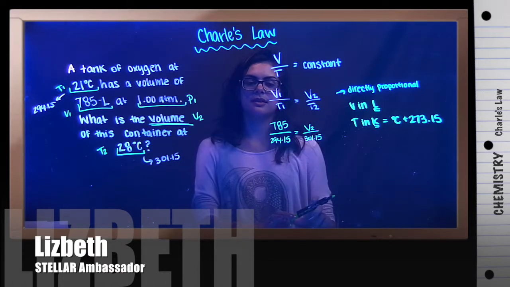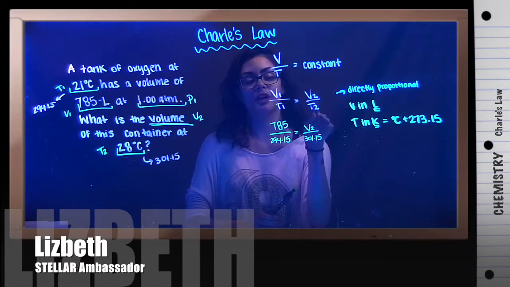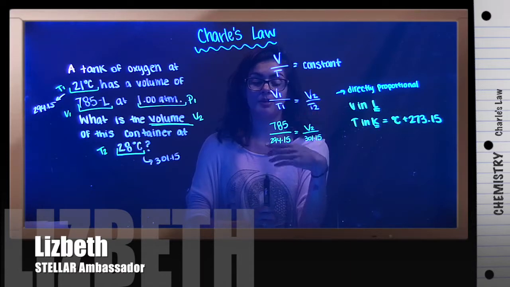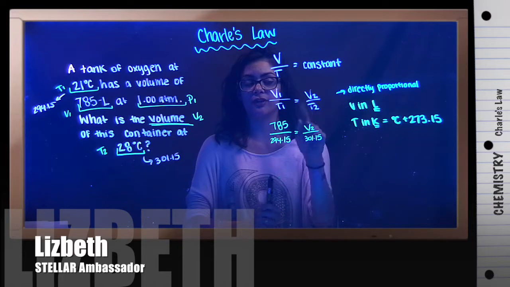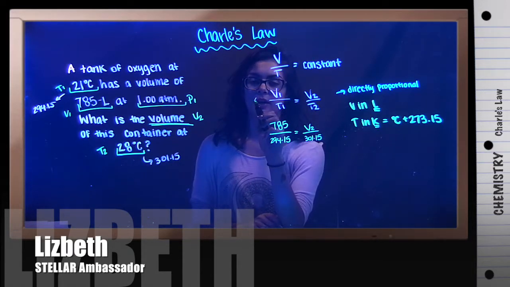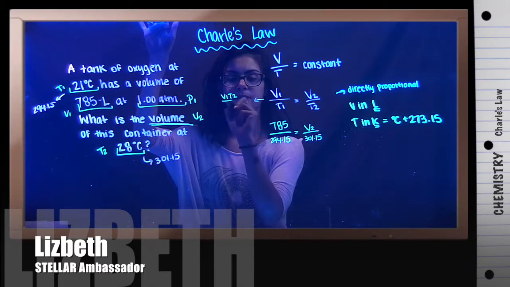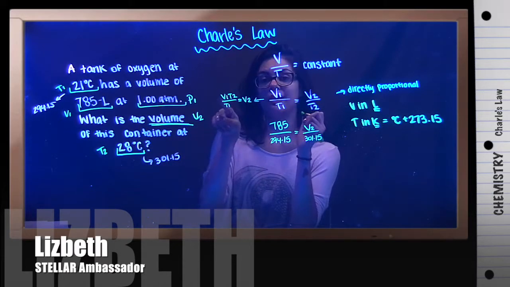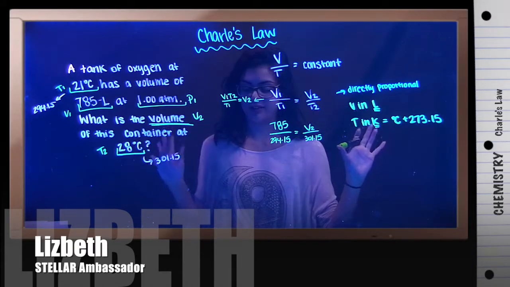Another way you can do this, in a way that professors actually prefer, is to solve for your unknown variable before plugging in numbers. This is just the way I've always done it, but if you feel more comfortable solving for your unknown first, that means you would multiply by T2. So your equation would look like this instead. Then you can just plug in all your values and solve right off the bat. If that works better for you, feel free to do so, okay?